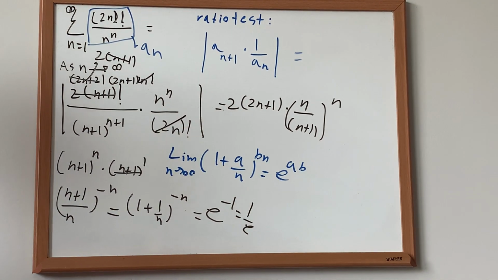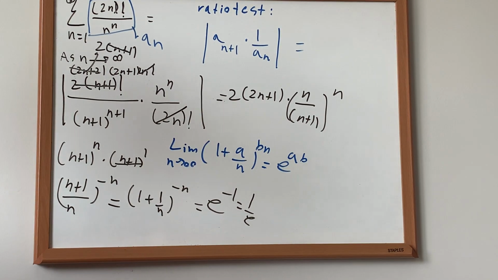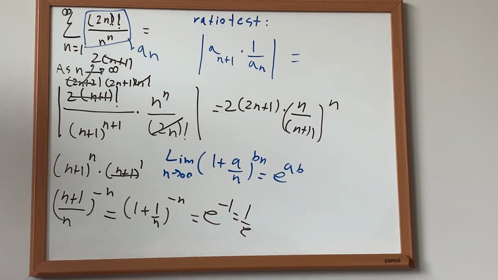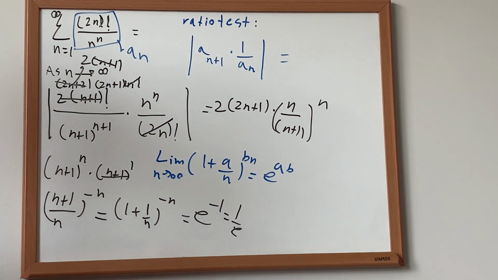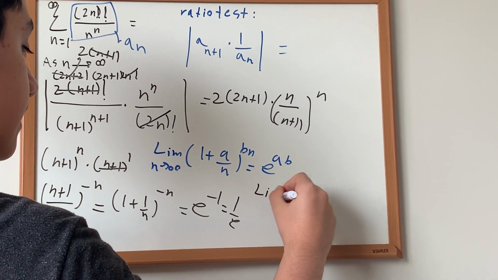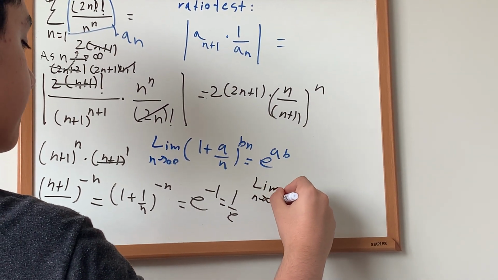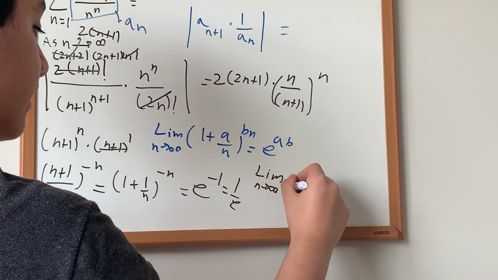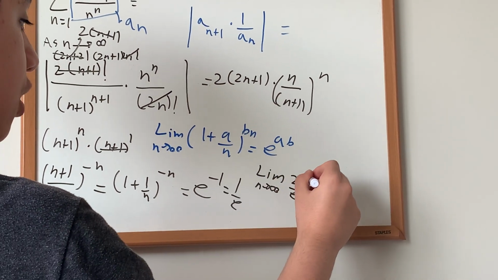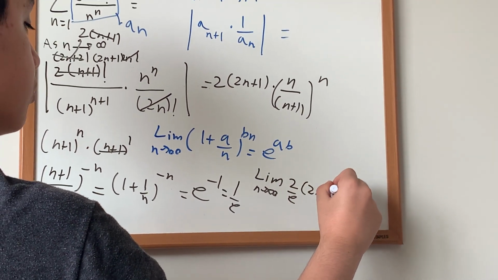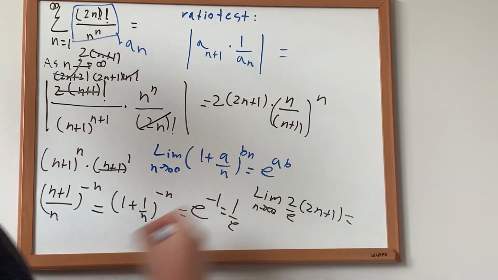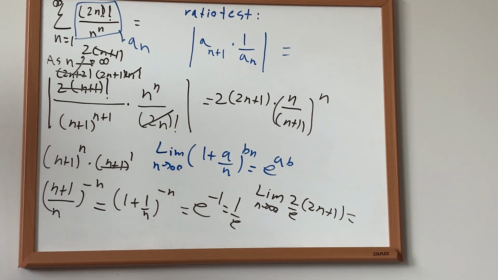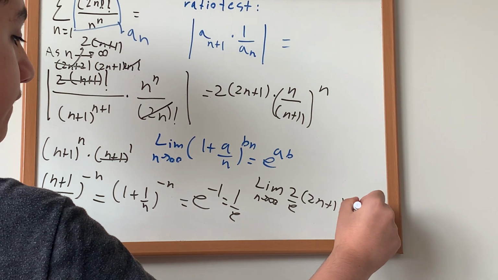But we should still take the limit of 2 times (2n plus 1). We're not done. So if I do that, I should take the limit as n approaches infinity of 2 times 1 over e, multiplied by (2n plus 1). And if I put in n, I get infinity, and infinity times anything is just infinity.